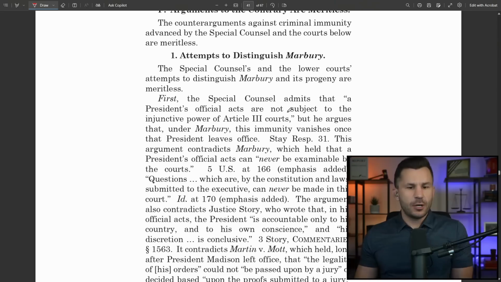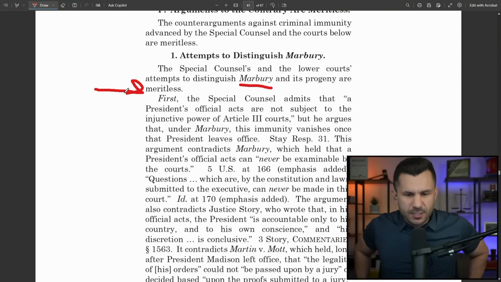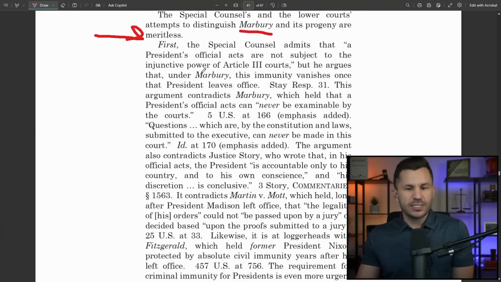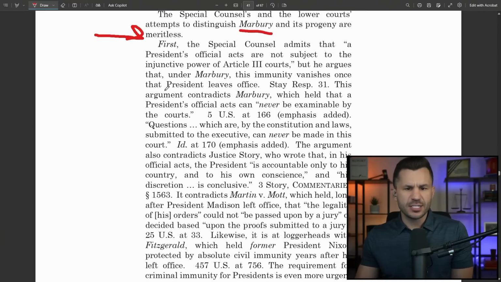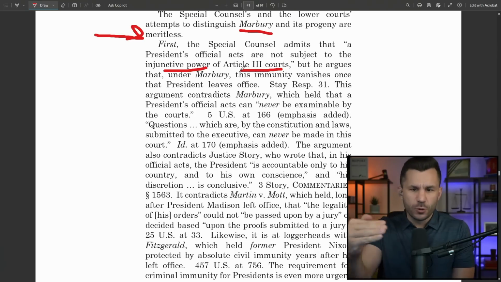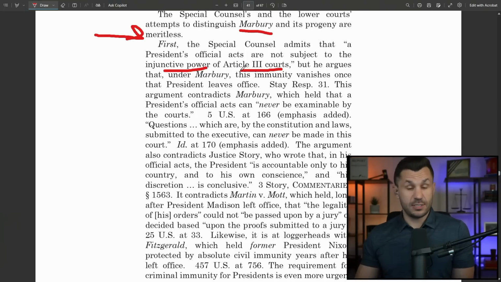First, let's talk about these official acts. They say that Marbury and its progeny, its children cases, are all meritless. They say that's ridiculous. First of all, Jack Smith's an idiot. He admits that a president's official acts are not subject to injunctive power of Article 3 courts. So Jack even admits that courts cannot force a president to do something. So he's like, okay, that sounds good, right? That's in alignment with our principles. You can't force them to do anything, otherwise you're the president.